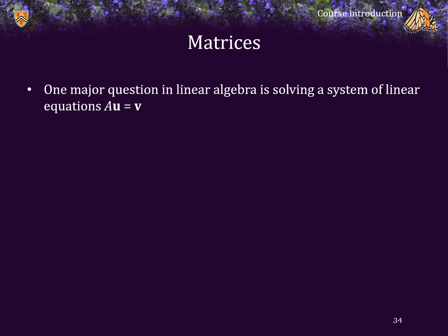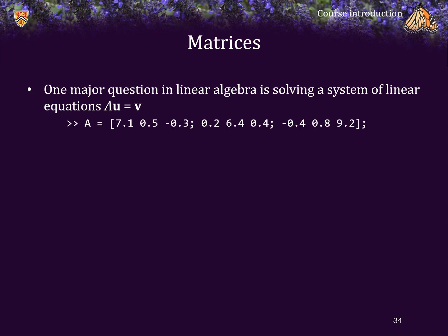So one major question in linear algebra is solving systems of linear equations. For example, if A maps a vector space U onto a vector space V, and V, the vector, is one such vector in the codomain, find a vector U in the domain such that A times U is equal to that target vector V.